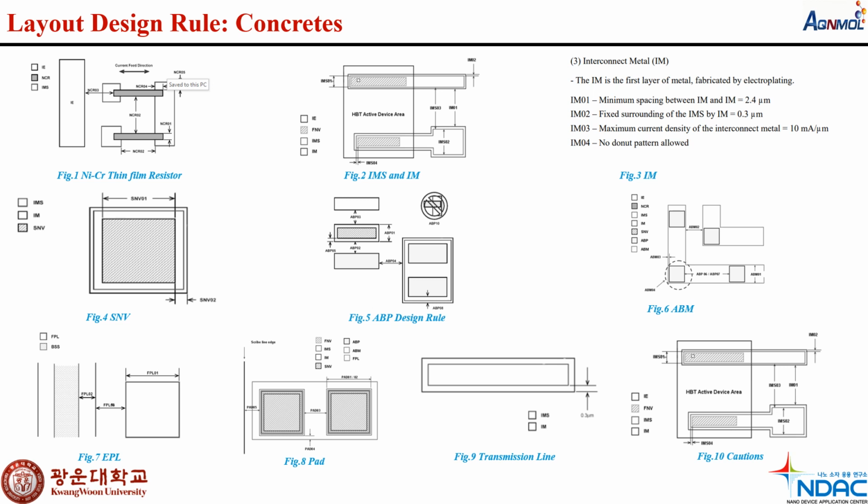After that, we can see the pad. This is the design of the pad. And then we can see the transmission line. The transmission line is composed of two layers. One layer is IMS, another layer is IM. Previously I mentioned what the IMS and the IM are. This is figure number 9. And lastly, we can see the crossings. This is the design for the crossing, with IMS and the combination of IMS and IM.